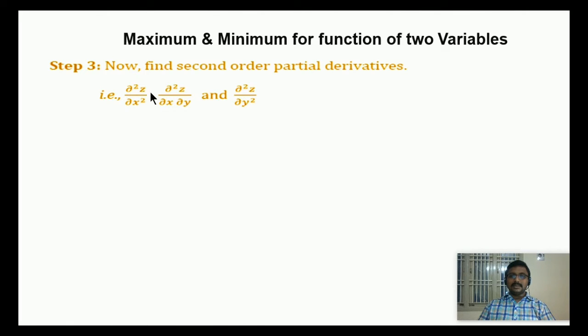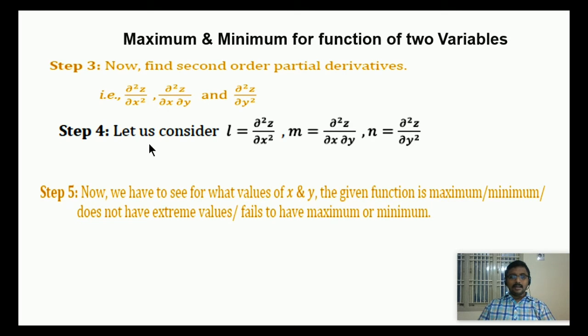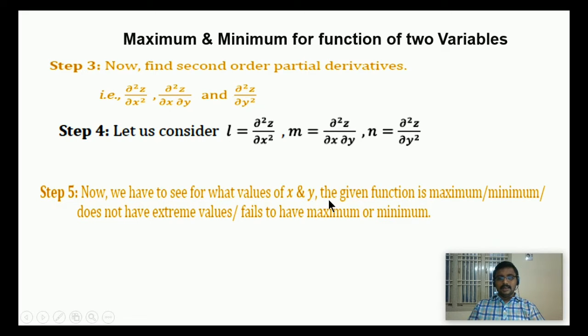now we have to find the second order partial derivatives, that is ∂²z/∂x², ∂²z/∂x∂y and ∂²z/∂y². In the fourth step, let them be L, M, N respectively. L is ∂²z/∂x², M is ∂²z/∂x∂y and N is ∂²z/∂y². Now we have to see for what values of x and y the given function is maximum or minimum, or does not have extreme values or fails to have maxima or minima.